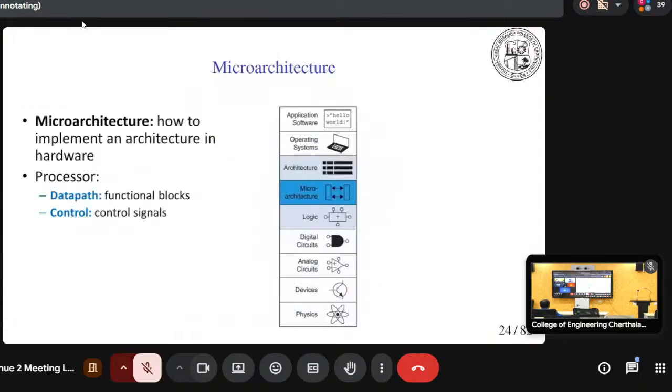Okay, so now I will directly go to microarchitecture. In microarchitecture, there are two. Is there any question?